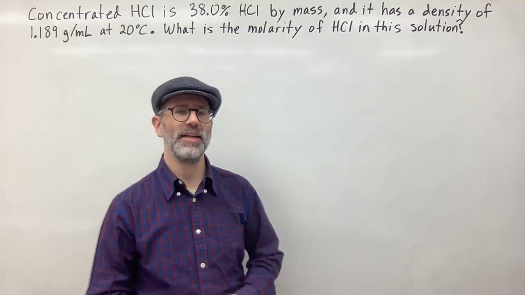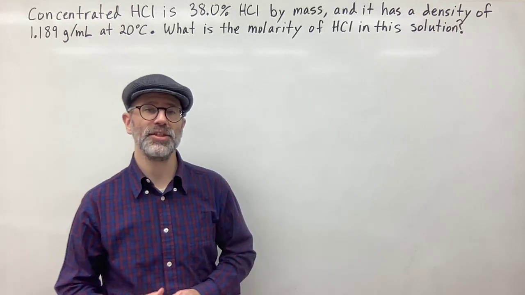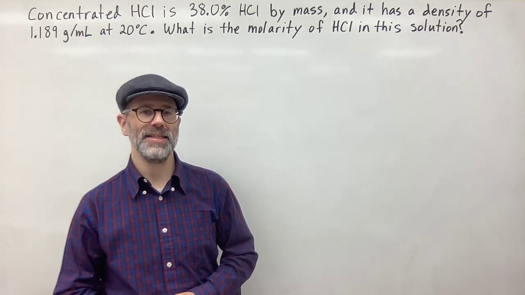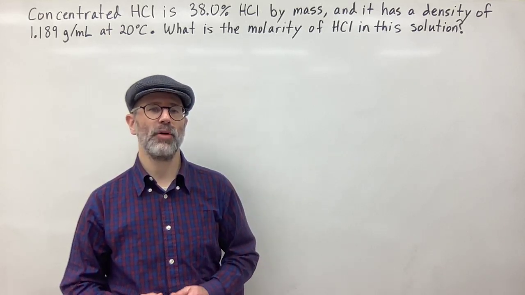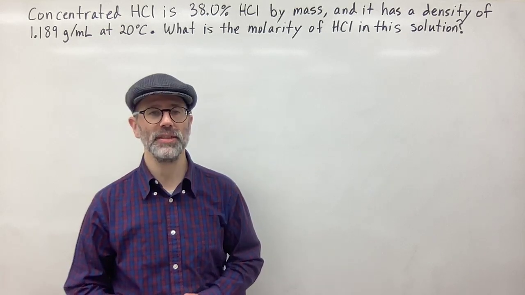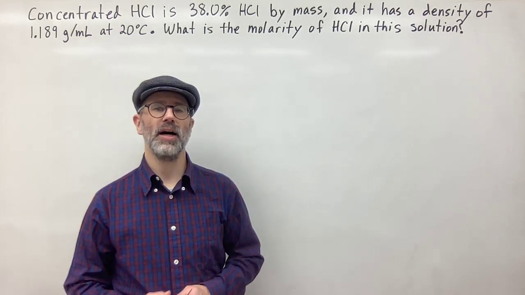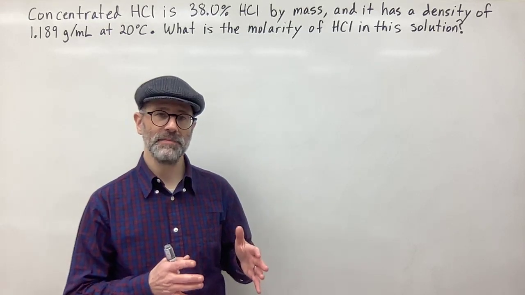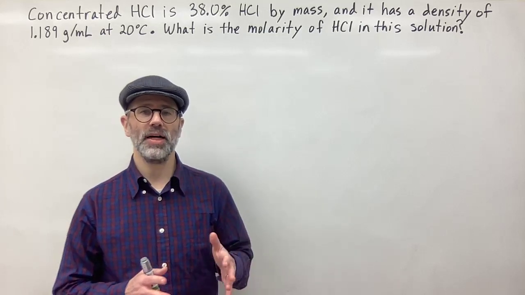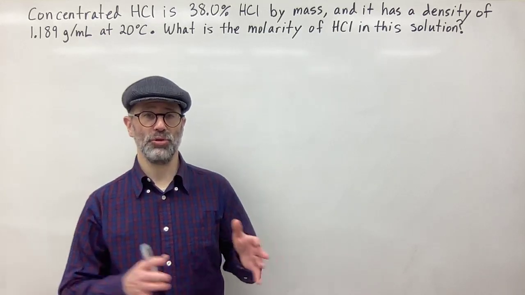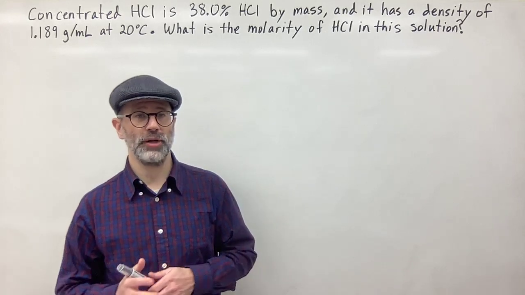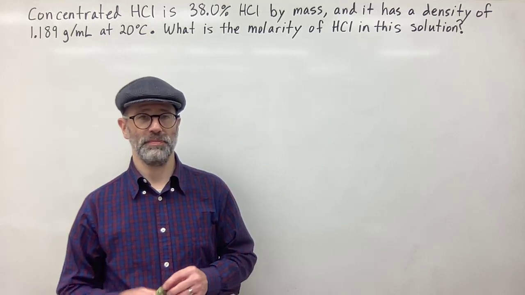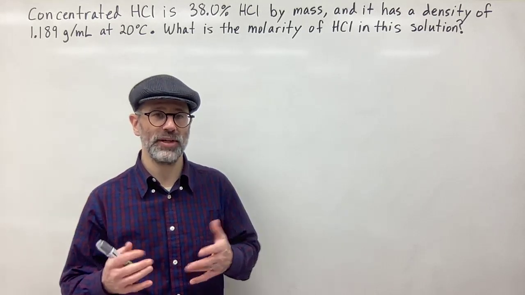So in this problem we're given concentrated HCl is 38.0% HCl by mass, and it has a density of 1.189 grams per milliliter at 20 degrees Celsius. So what is the molarity of HCl in this solution? So they give us the density, and they want us to convert to molarity. They want us to find the molarity. And they're also giving us the percent by mass of the HCl solution. So how can we get the molarity out of this?